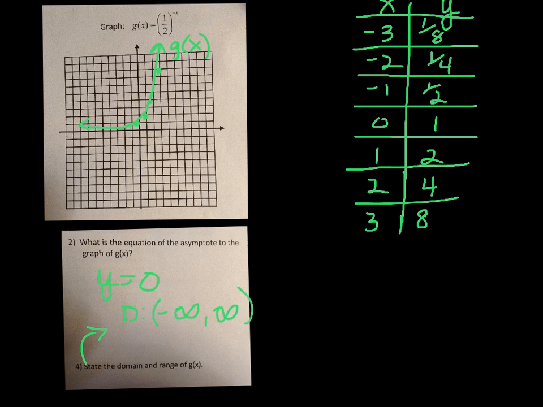All right, and lastly, the range are the y values, and you can see that that's also the same. The lowest y value would be 0, but we don't touch it, so we put parentheses around it, and we go all the way up to infinity.